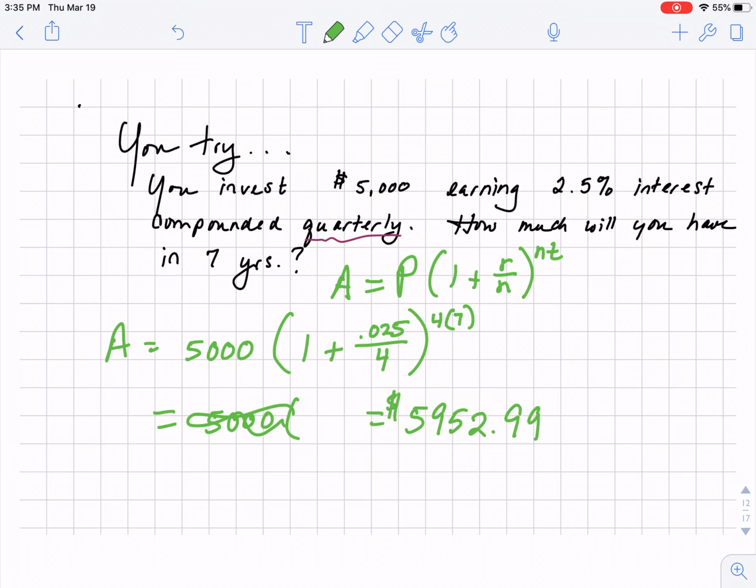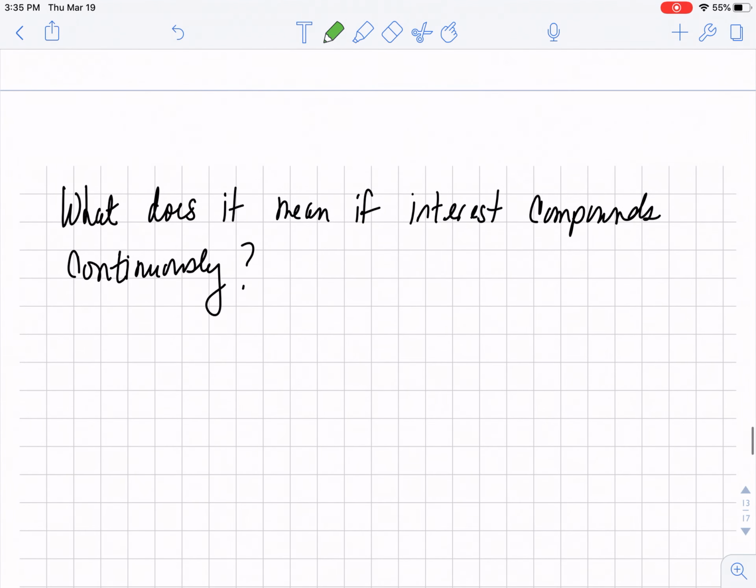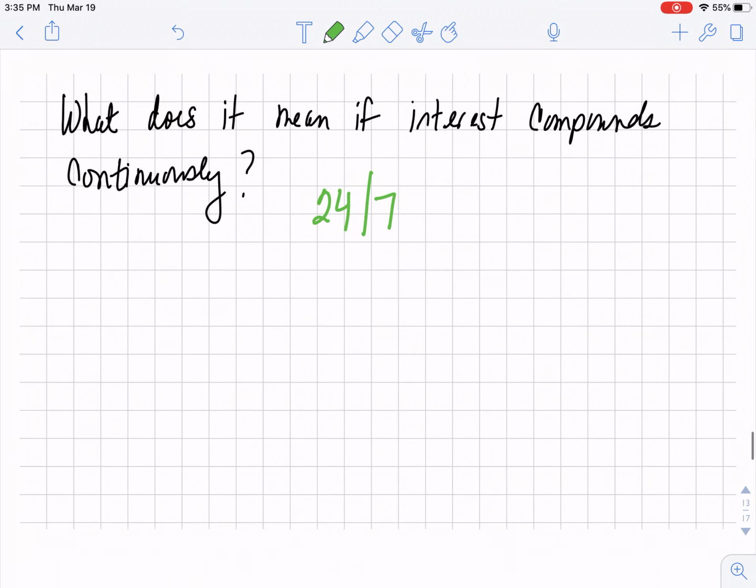5,952.99. Hopefully you guys got the same answer. Hopefully I didn't mess it up. What does it mean when the interest is compounded continuously? Let me just tell you. It means it is compounding 24/7, like constantly compounding. That is realistically the type of interest that you get when you put money in a bank.